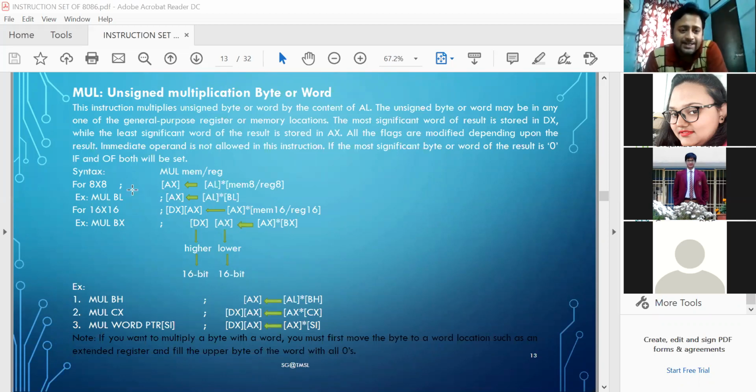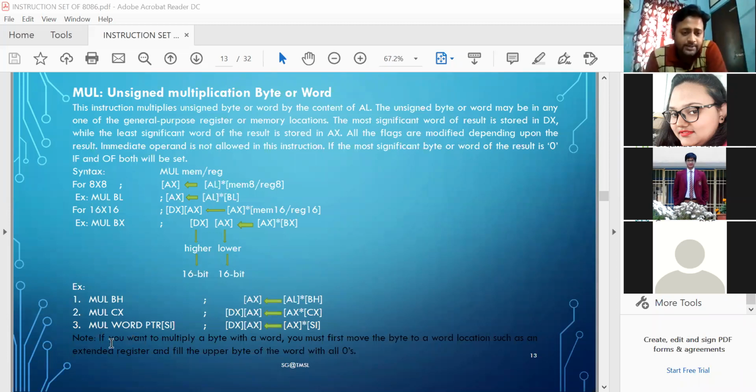So that is the instruction for any 8-bit number multiplication, and that is used for any 16-bit number multiplication. Other examples are MUL BH, meaning BH will be multiplied with AL, and the result will be stored inside the AX register. Or MUL CX means AX will be multiplied with CX, and the result is by default stored inside the AX and DX registers. And MUL WORD PTR [SI] means any memory location content will be multiplied with the accumulator, and the result will be stored inside the AX register and DX register.